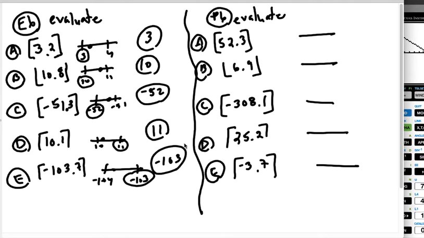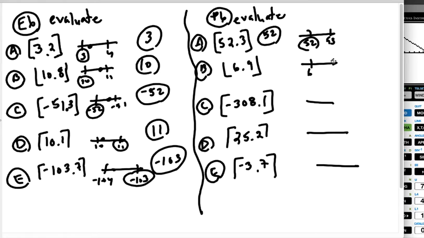Now you can pause me if you want. I'm going to go ahead and walk through P6, but you should do it on your own if you want. And again, if you can do this without the number line, that's totally great. If you recognize, hey, this is a round down function, and 52 point something has to be between 52 and 53, and I'm rounding down, great. This is a 52.